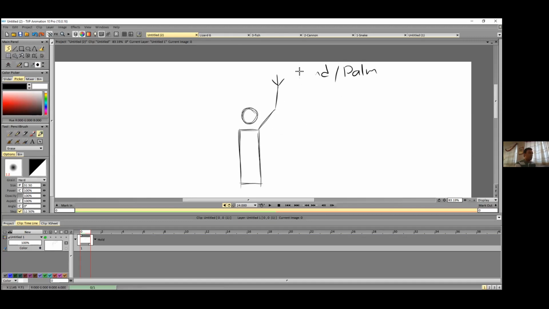Before I animate all the legs, I animate just this hand or this leg actually.